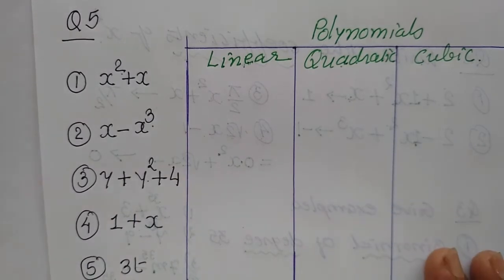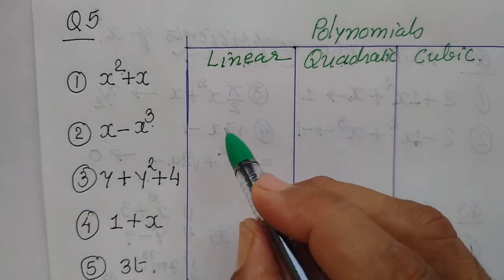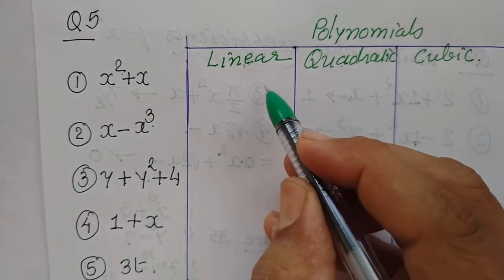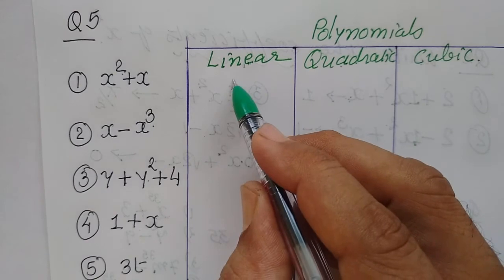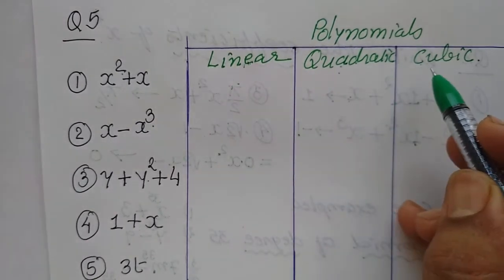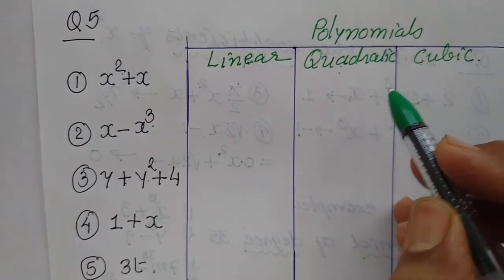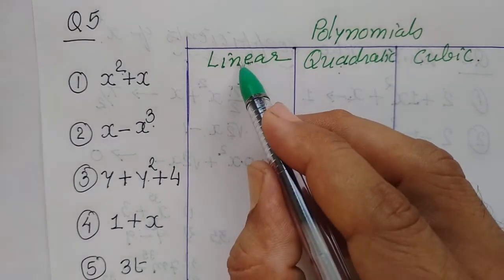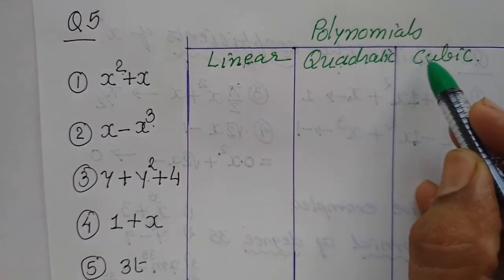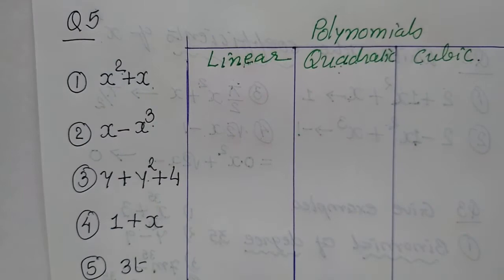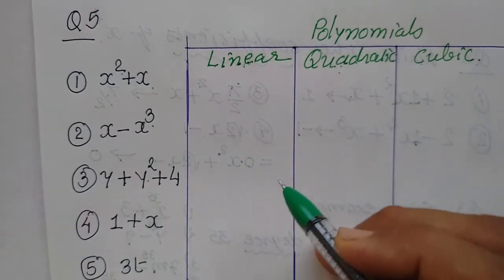See this page, you pause it now. Now take rough paper and write down the answer yourself. You make columns this way, and write down whether it is linear, quadratic or cubic. That way you try. Now see here children, linear, quadratic, cubic, polynomials are written here. So you find out and tick mark, you can do it.